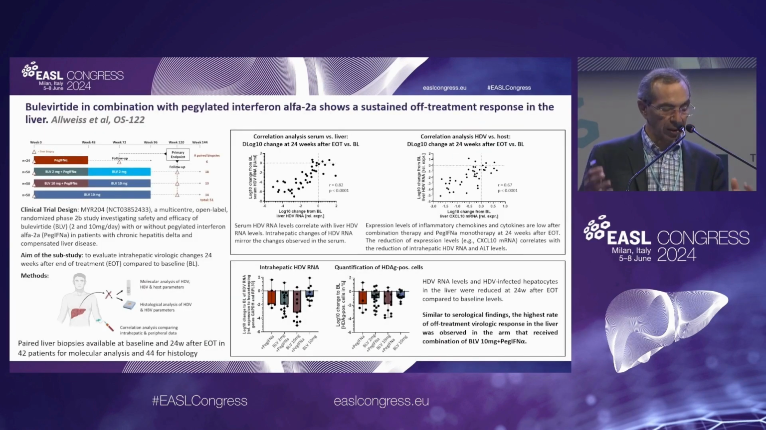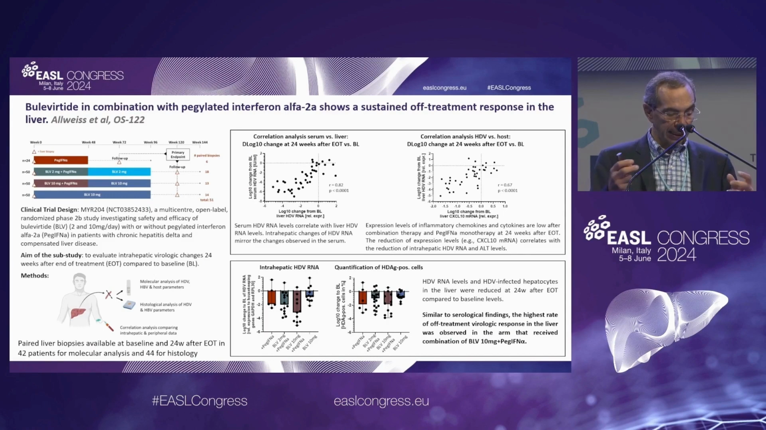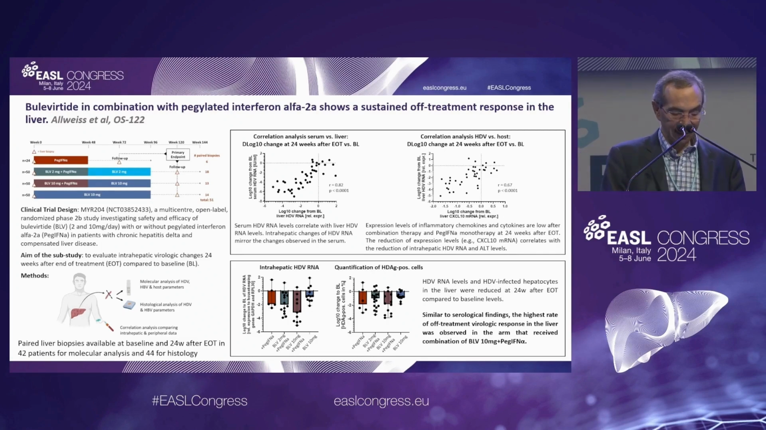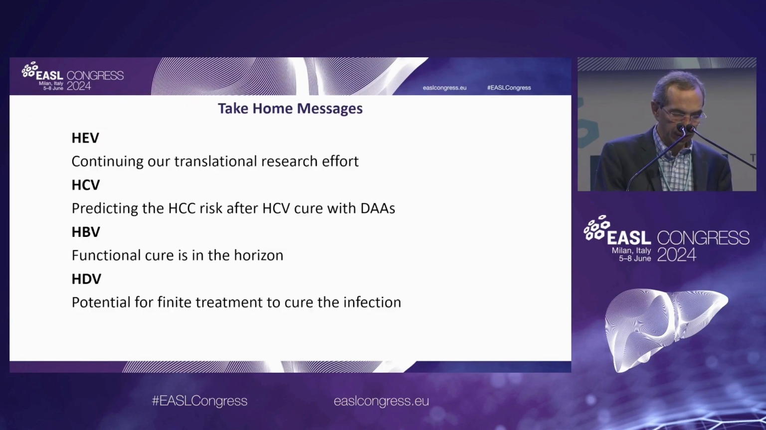These data were confirmed and supported by an analysis by Dr. Alves of the HDV RNA in the liver biopsies of 42 of these patients in this trial, and showed that the biological response in the liver was most significant in those who received the combination of Bulevirtide 10 milligram plus pegylated interferon. And with this, I would like to give you the take-home messages for my highlights of this meeting.